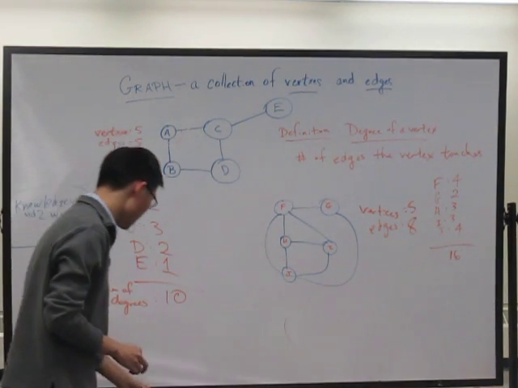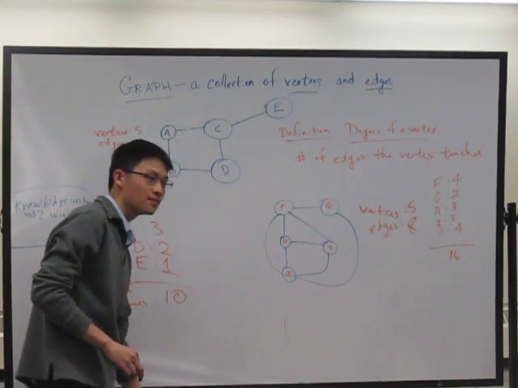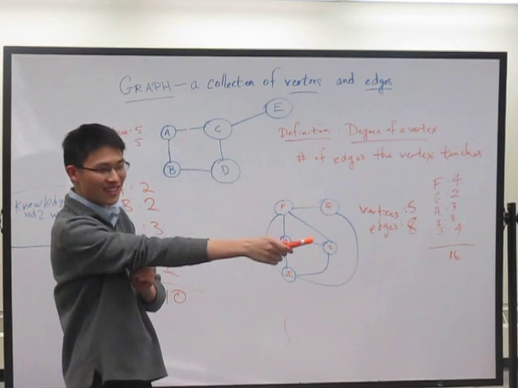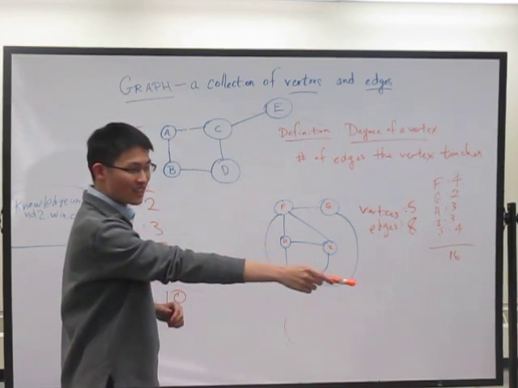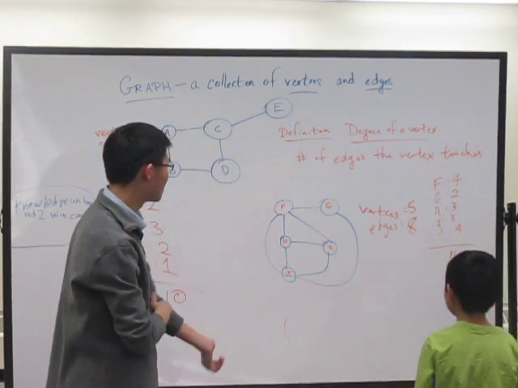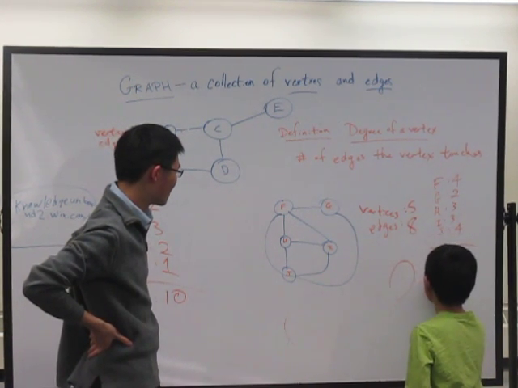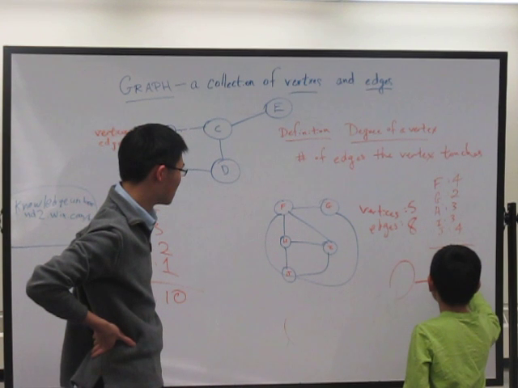Okay, let's try one more. This time, does someone want to come up? Could I have a volunteer? All right, draw any graph. Just please don't make it too complicated, or else we'll be counting forever. Okay. Cool.